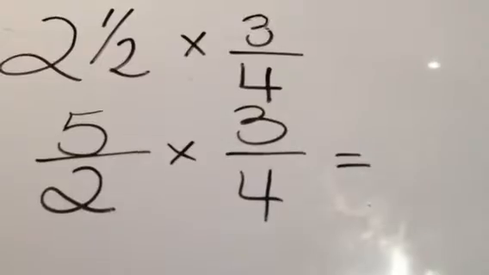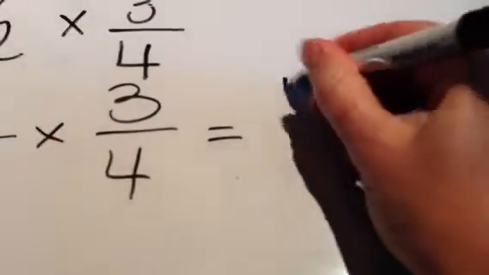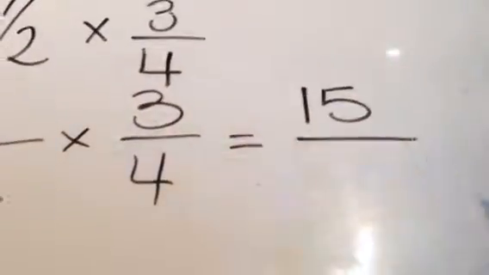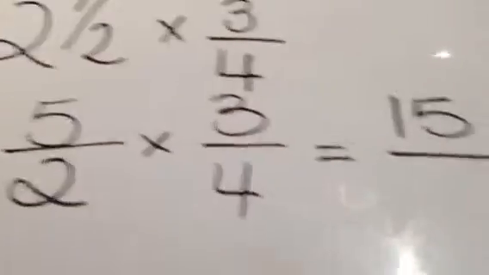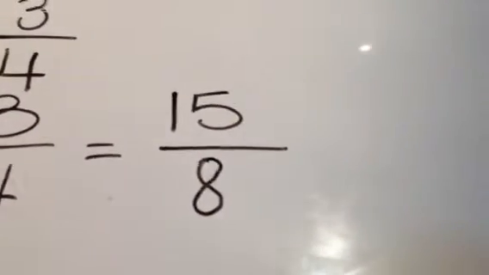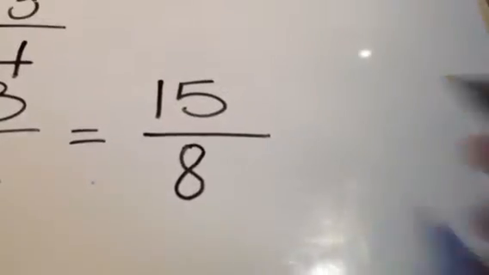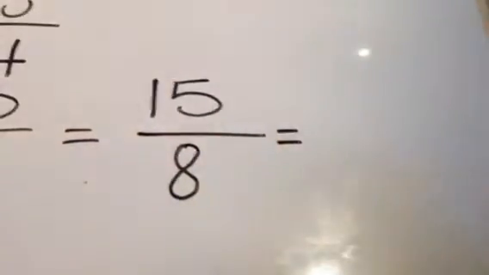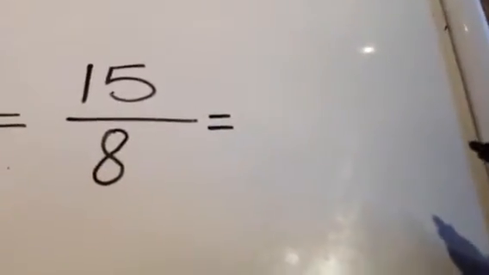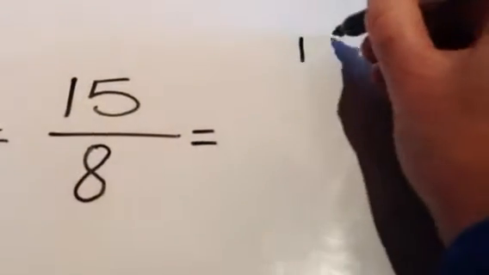Now that I have the two fractions written in the same form, I can go ahead and multiply. 5 times 3 is 15, and 2 times 4 is 8. So I take a look at the answer that I have, and I notice that it is an improper fraction, so I need to change that to a mixed number. And to do that, you're just going to divide 15 by 8.